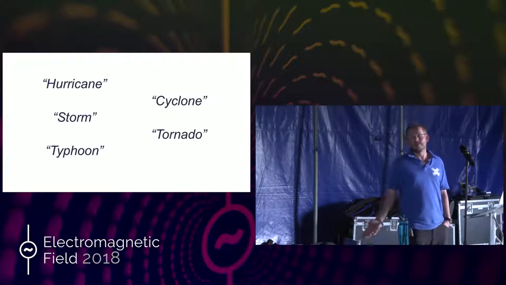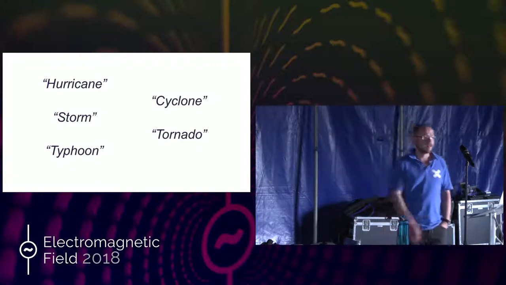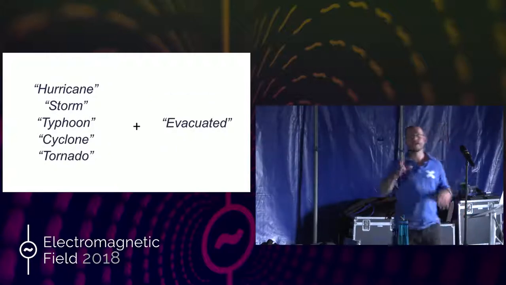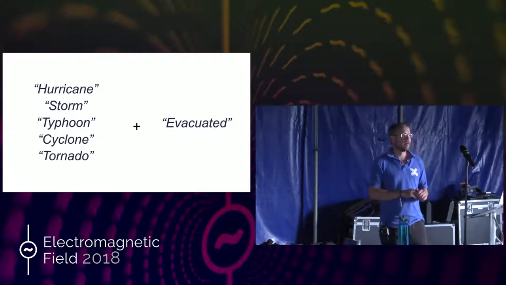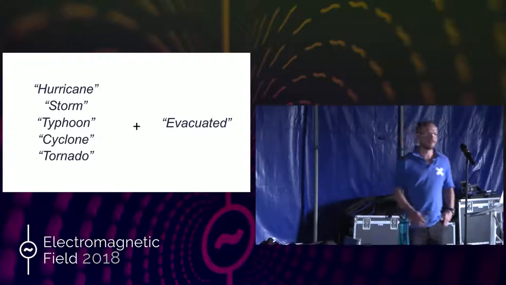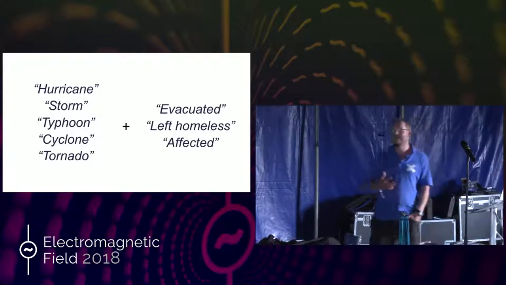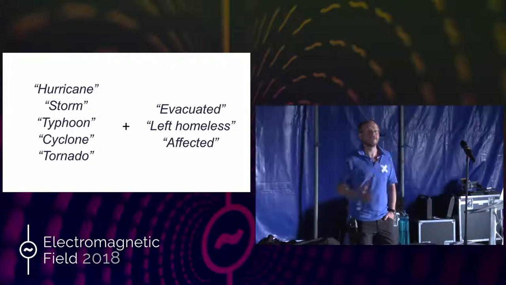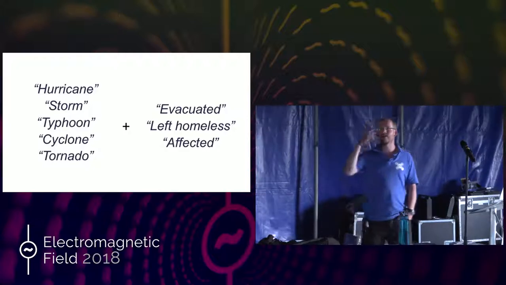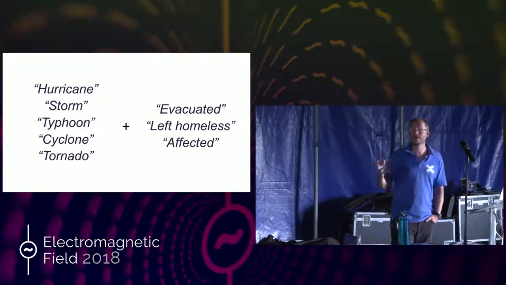But then you might just be picking up really interesting meteorological articles, and they might be saying nothing about people being displaced. So you also have to start thinking about, okay, we need this article not just to be mentioning terms about storms and hurricanes and the like, but also about people being evacuated. And then when you start digging into evacuated, you realize that the English language or any language is difficult. And there are hundreds of ways of saying exactly the same thing, and you end up looking for references to people being left homeless, or even people just being affected.